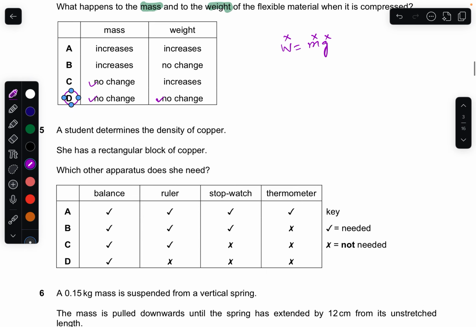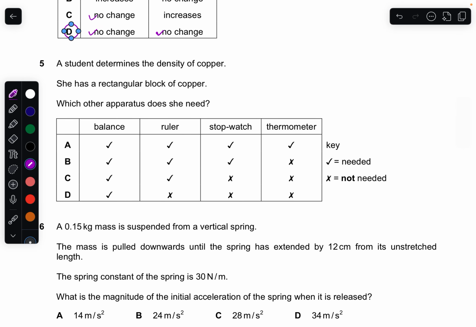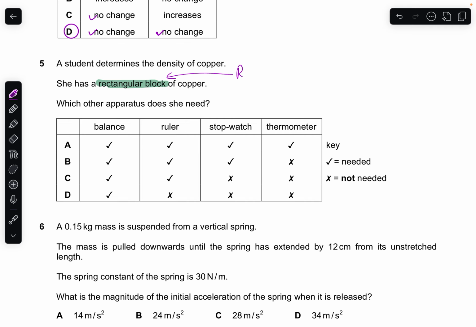Okay. And the next question, a student determines the density of copper. She has a rectangular block of copper. Which other apparatus does she need? So we have a rectangular block, which is a regular shape object. And we know density is mass over volume. For mass, you need the balance. And for a regular shape object, you need a scale to find its dimensions, or you can say you need a ruler. So option C is correct. We don't need the stopwatch, we don't need the thermometer.